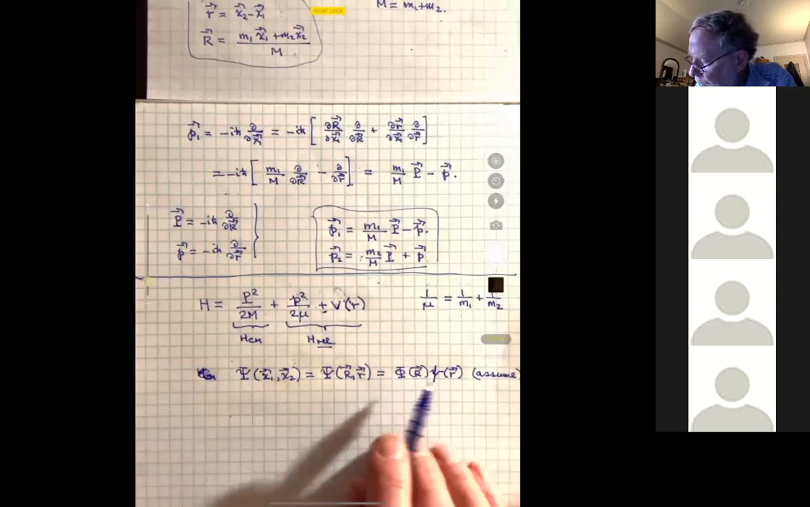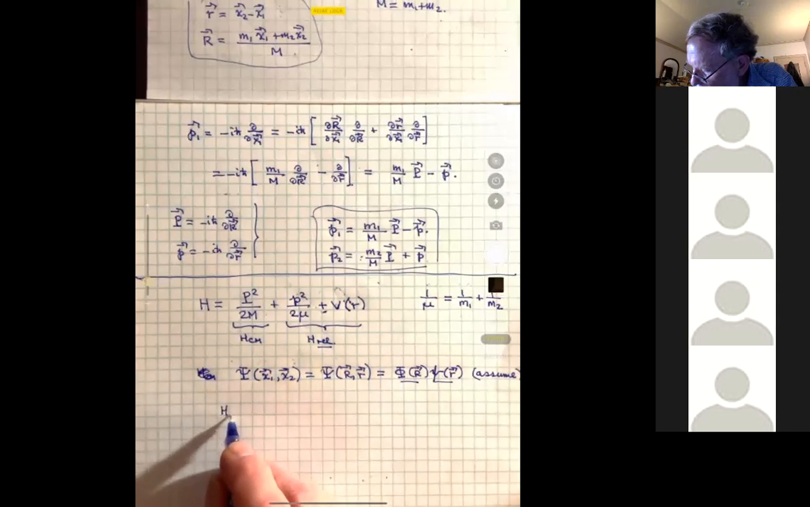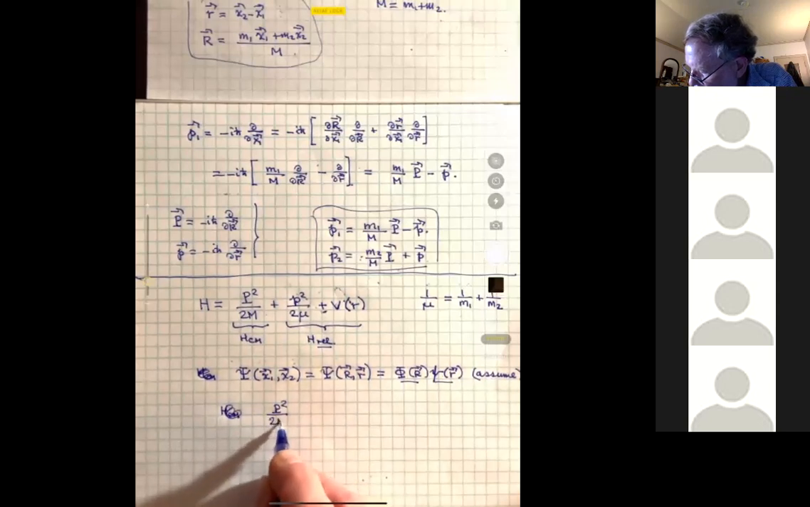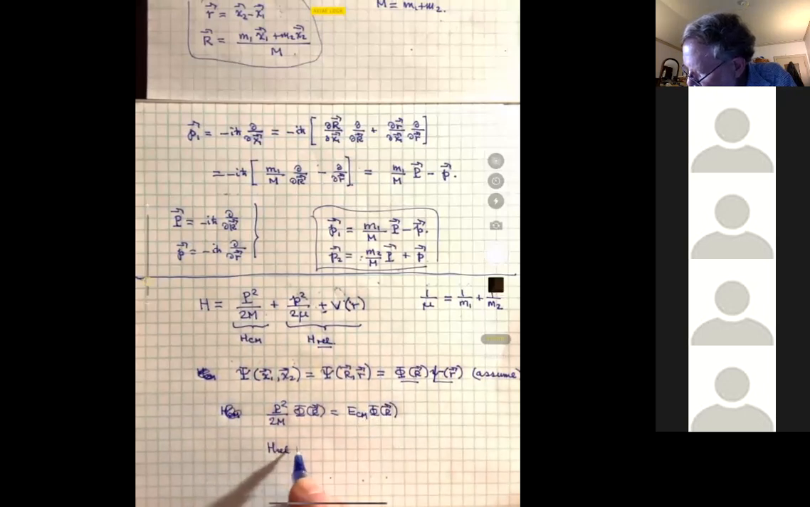In any case, making this assumption and plugging into the Schrodinger equation, we get separate Schrodinger equations for the two parts, the two factors. There's a center of mass form. Let me write it this way: p squared over 2m acting on phi of r is equal to a center of mass energy, E_CM, times phi of r. And then there's a relative Hamiltonian, which I won't bother to copy out, acting on psi of r is equal to a relative energy multiplying psi of r, like this, psi of r, our vector. And the total energy that appears in the total Schrodinger equation is the sum of these two energies, E center of mass plus E relative.